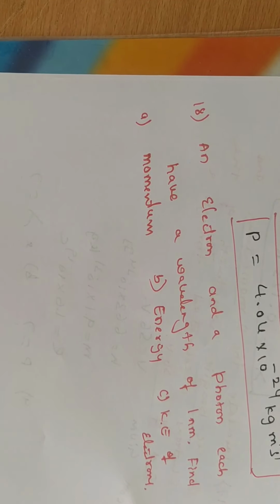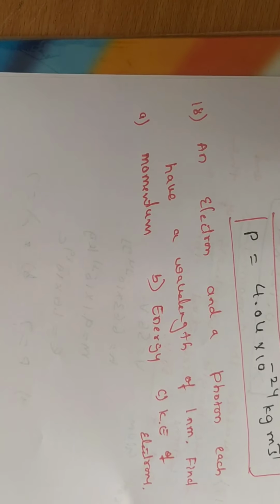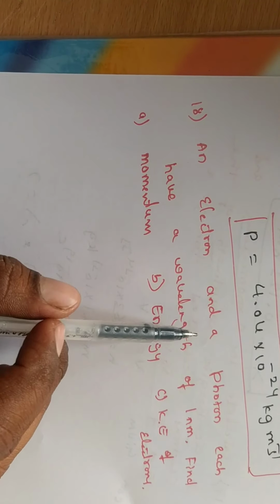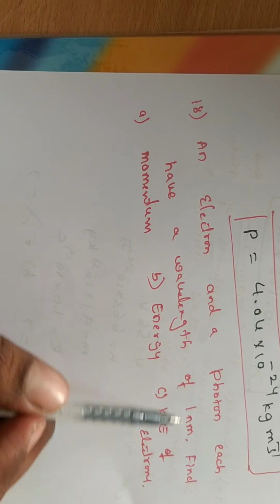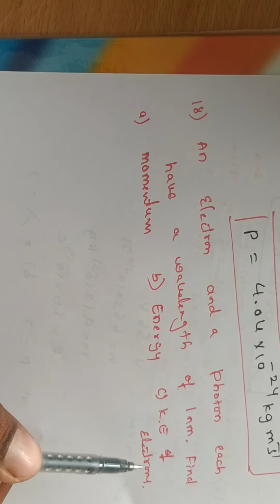Okay, problem number 18. This one is the last problem in this chapter. An electron and a photon each have wavelength of 1 nanometer. Find momentum, energy and kinetic energy.